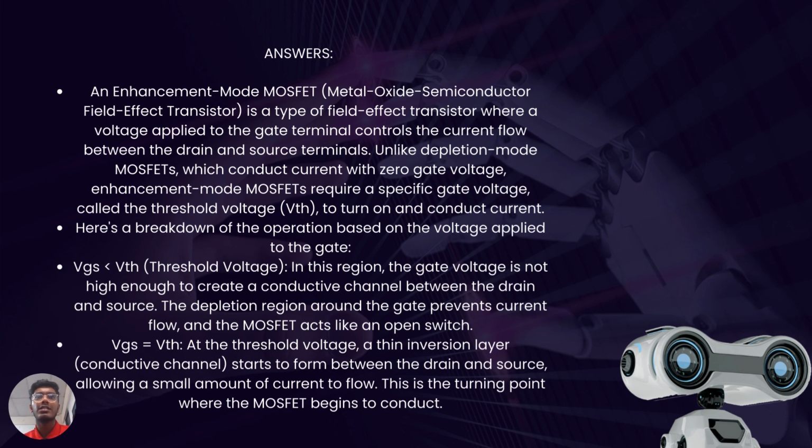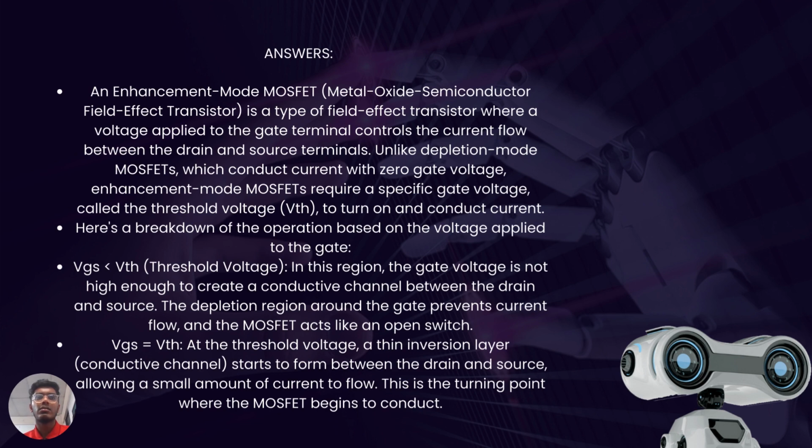Unlike the depletion mode MOSFETs, which conduct current with zero gate voltage, enhancement mode MOSFETs require a specific gate voltage called the threshold voltage VTH to turn on and conduct current. Here's a breakdown of the operation based on the voltage applied to the gate.